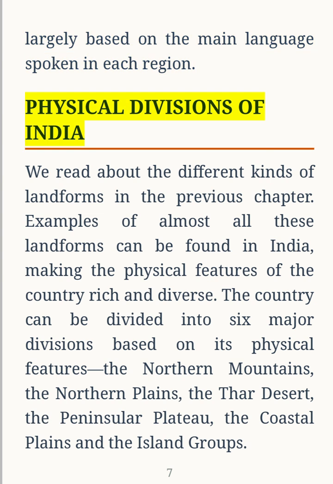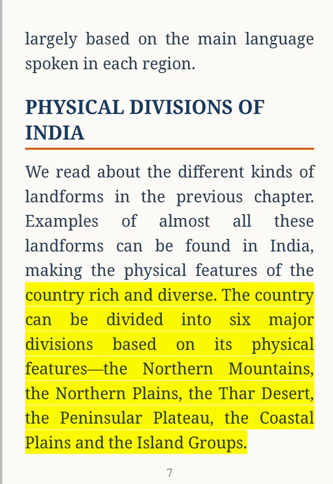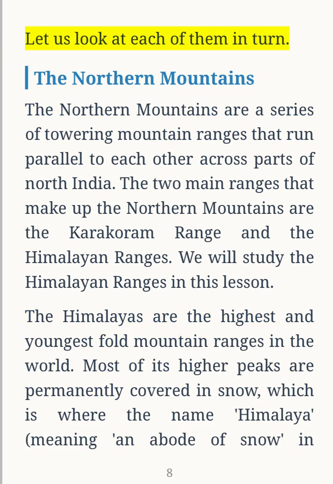Physical divisions of India. We read about the different kinds of landforms in the previous chapter. Examples of almost all these landforms can be found in India, making the physical features of the country rich and diverse. The country can be divided into 6 major divisions based on its physical features: the northern mountains, the northern plains, the Thar Desert, the peninsular plateau, the coastal plains and the island groups. Let us look at each of them in turn.